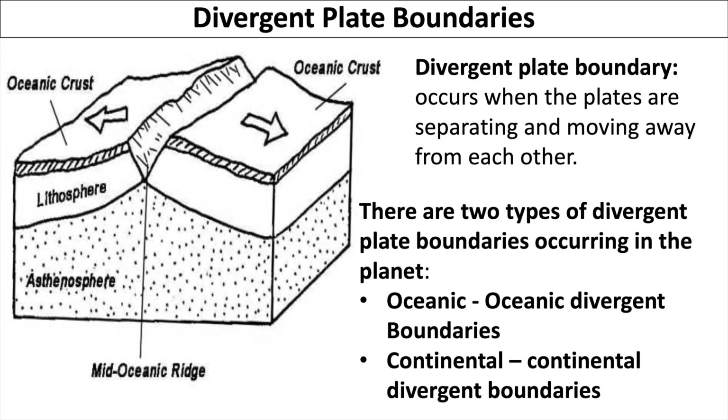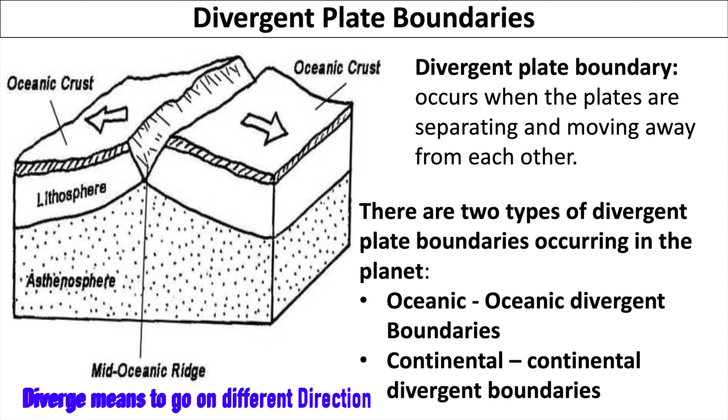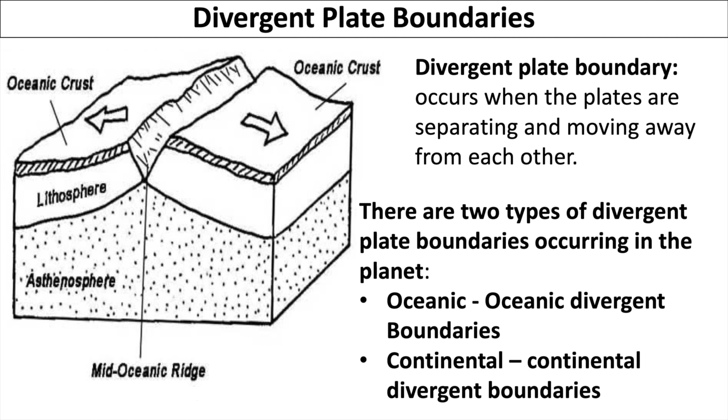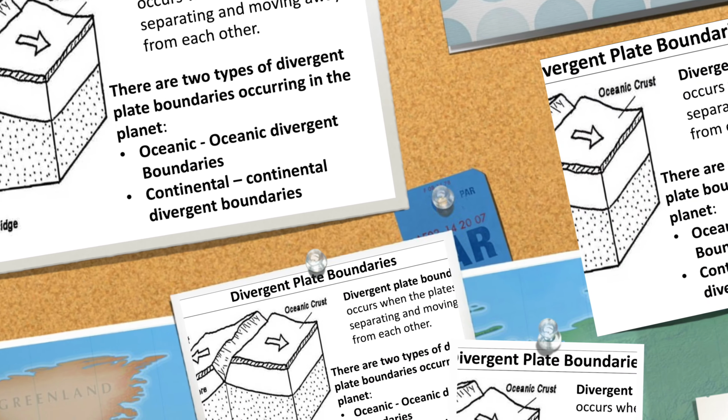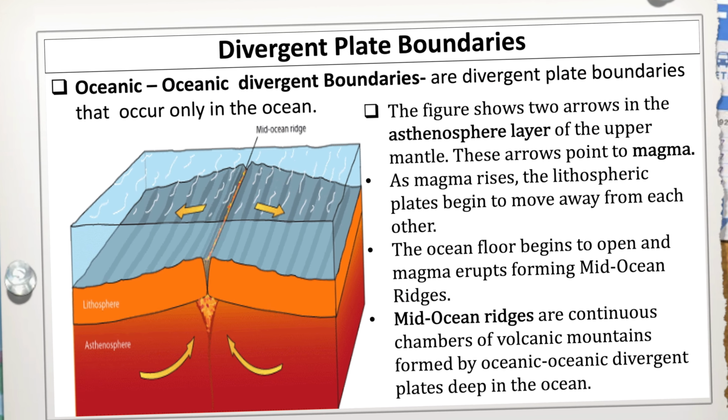and continental divergent boundaries. Diverge means to go in different directions or move away from each other. Next, we will learn about these 2 types of divergent plate boundaries.